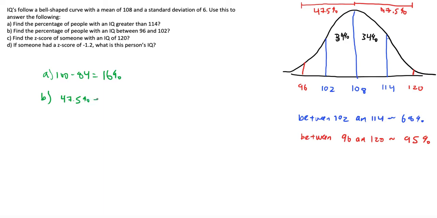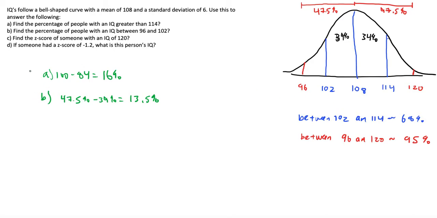47.5% minus 34%. That gives us 13.5%. Remember, this is using the empirical rule, okay? So we can get these exact values a little bit later on when we start working with the normal distribution.